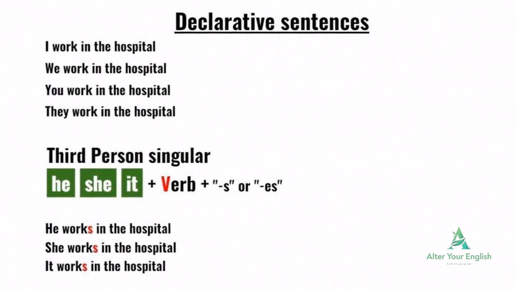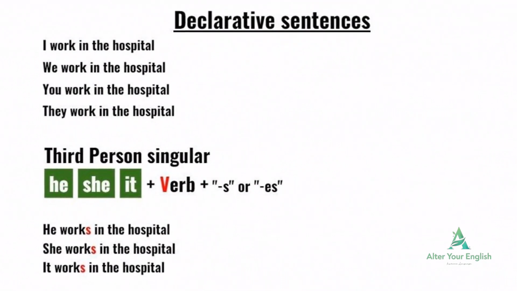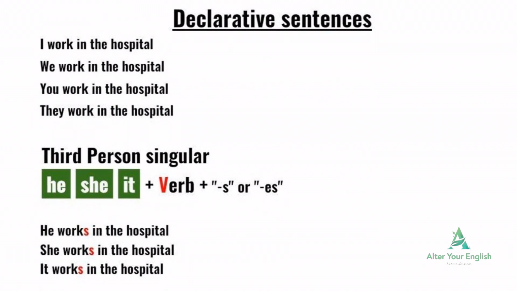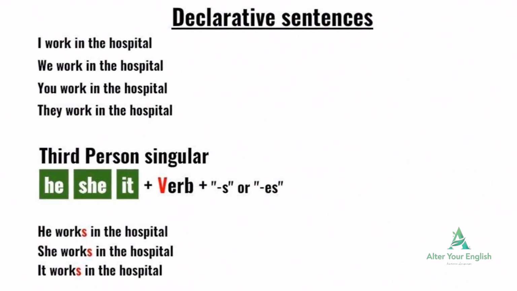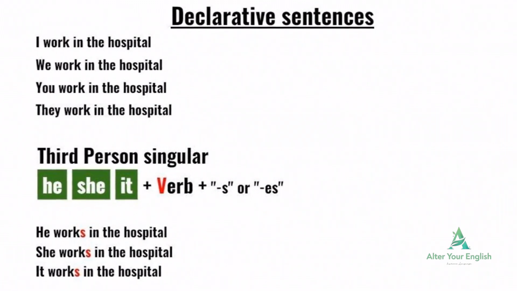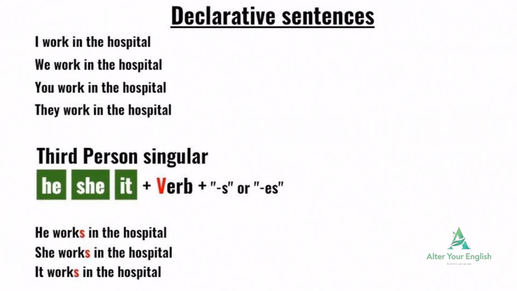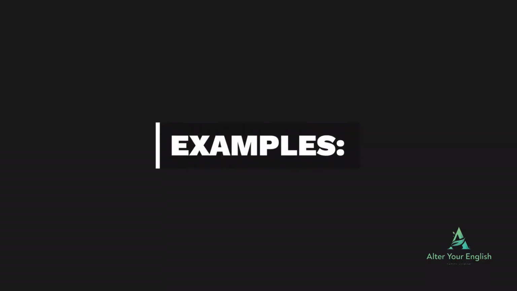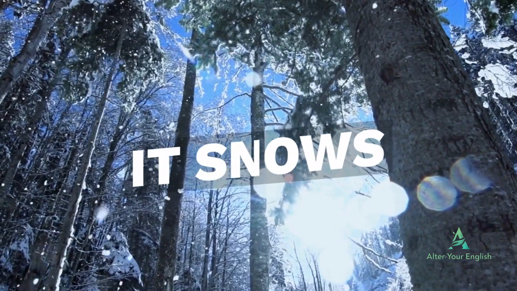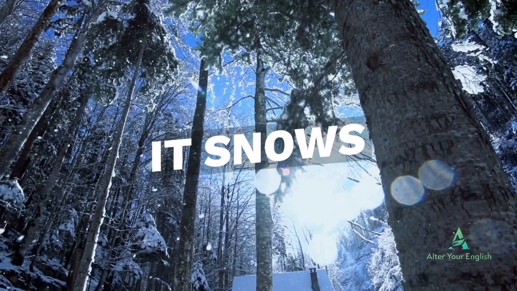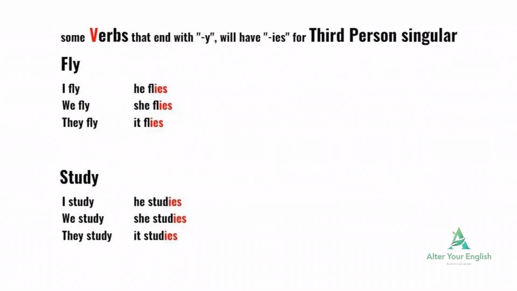We add s to the verb work since he is a third person singular. As you can see in these examples, it is obvious when and where we need to add s at the end of the verb: for he, she, it only. For I, we, you, they, we don't need to add s. Let's look at some examples. It snows a lot in the winter. We add s to the verb.